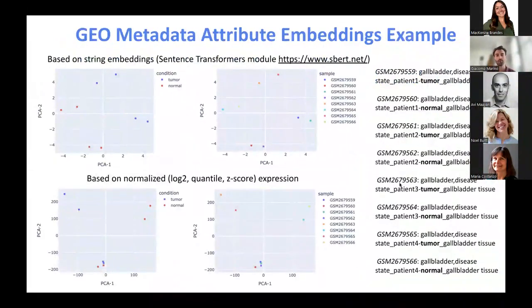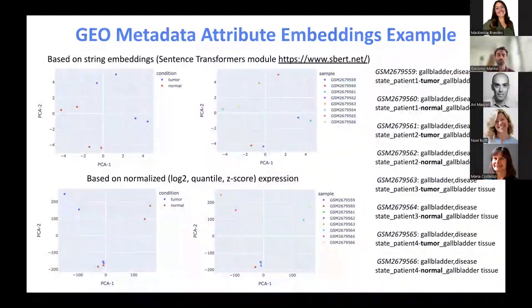So this is an example of this metadata attribute embedding that I was speaking of. So on the top row here, we have the metadata string embeddings as a PCA for the study that was looking at gallbladder tumor and normal tissue from 4 different patients. You can see in the top, we achieve a pretty nice separation of the tumor and normal. And what's differentiating them here really is just the patient number that we see in this metadata. Whereas at the data level, we see for 2 of the patients, it looks like the tumor and normal are grouping together quite well. So this may speak to the data's quality.